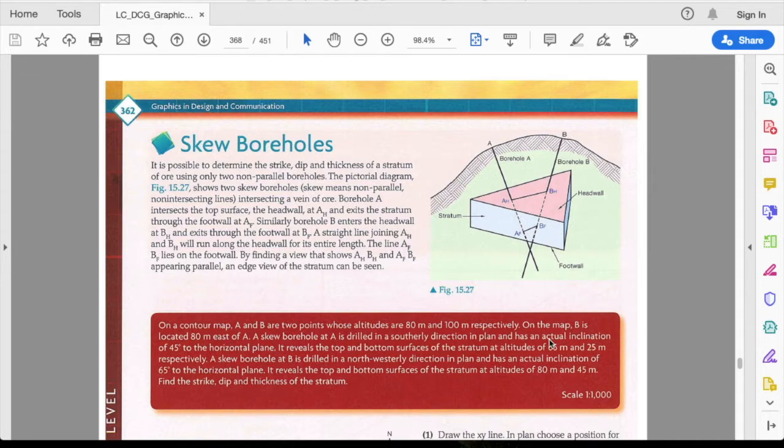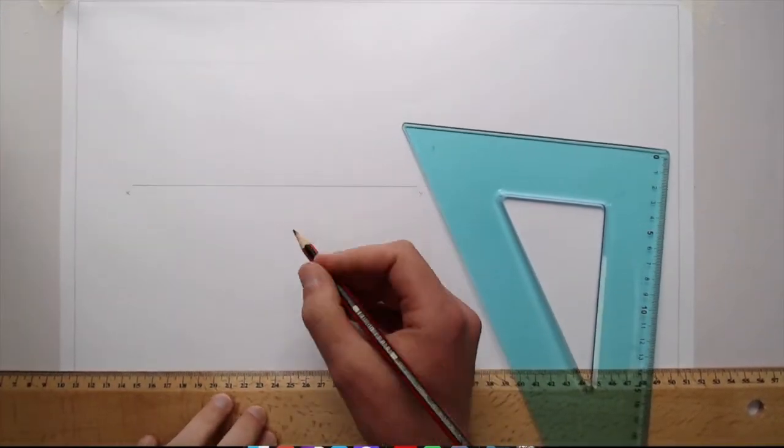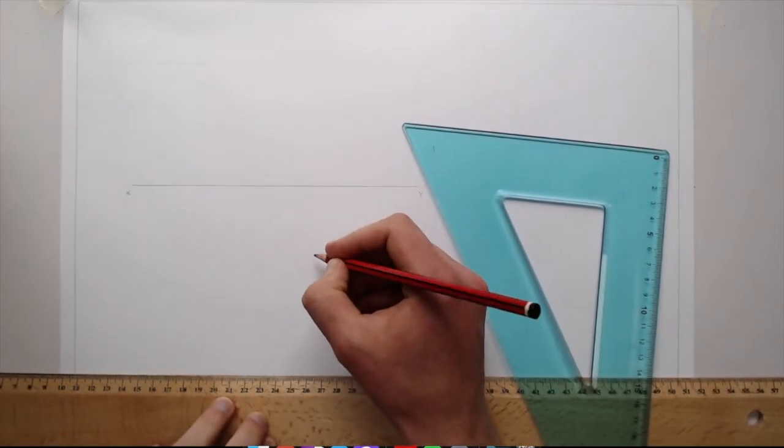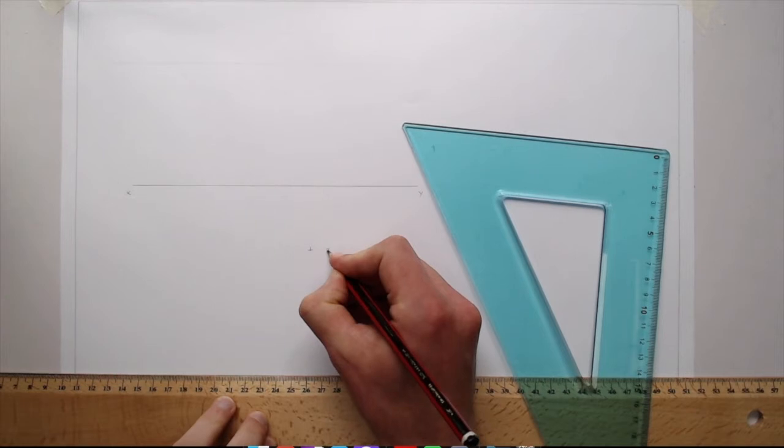So what we're going to do is put B in kind of a random place that we know is going to be roughly where we need it to be, and then we're going to have 80 meters east for A. So if it's east, it's going to be going from right to left. Okay, so we're going to put in B, and then we're going to go 80 meters east. So what I'll do is I'll pick a point here to start off with. So let's call this B.